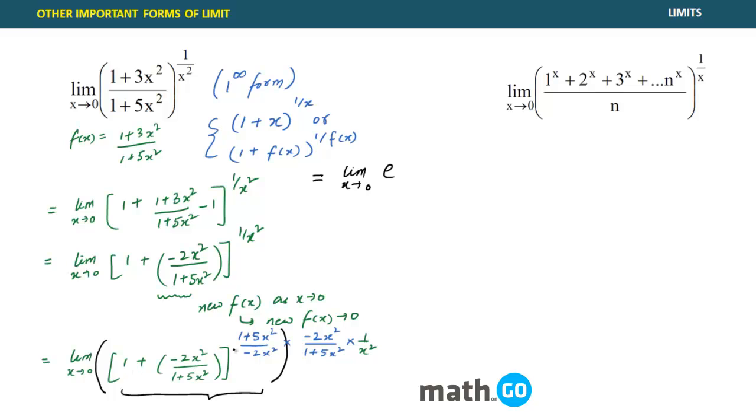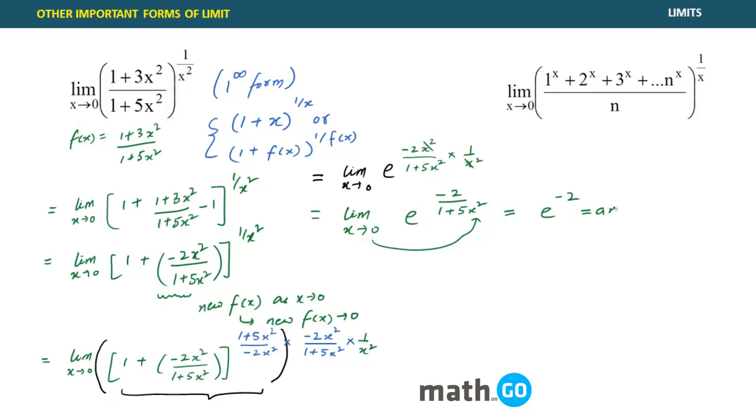Because it is 1 plus 0 raised to power 1 by 0 form, right? And you will be just left with simply minus 2x square divided by 1 plus 5x square into 1 by x square. And if you see this, x square also gets cancelled. The limit that you have to solve in this particular case would be e raised to power minus 2 by 1 plus 5x square. And now you can easily substitute the value of x here, no problem. So the answer to this particular limit will become e raised to power minus 2.